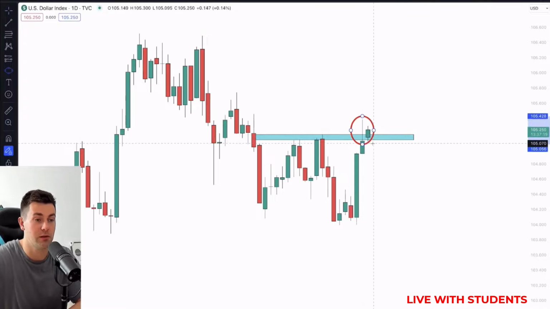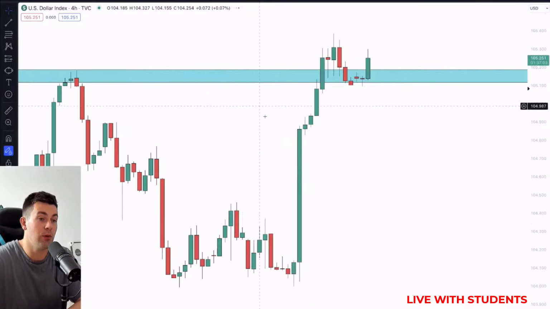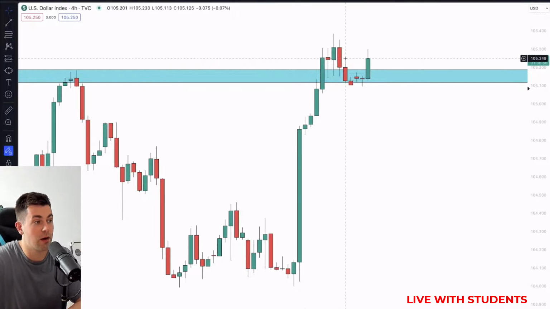You can see that here buyers were trying to break that structure, but it turned out that the daily candle did not manage to close above that structure. So technically speaking, that structure here still holds. Now if we analyze a 4-hour time frame, we can spot that after the breakout attempt of that resistance, we form here a very peculiar double top formation.